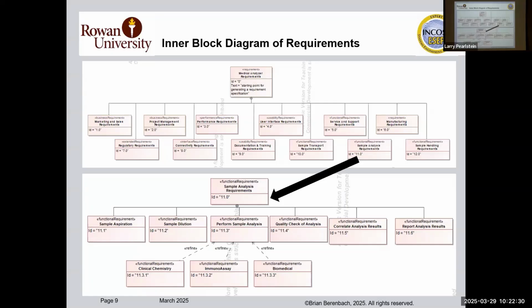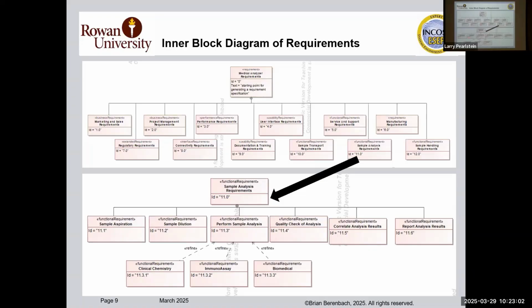Okay, so this is what's called an outie and an innie. That's the outer block diagram. It's the block diagram in SysML. And here you see what's called an inner block diagram. Now, let me see if I can make this a little clearer. Well, those are just the IDs of the item. So here's the analyzer requirements. So we're in requirements here. So we have the sample analysis requirements.